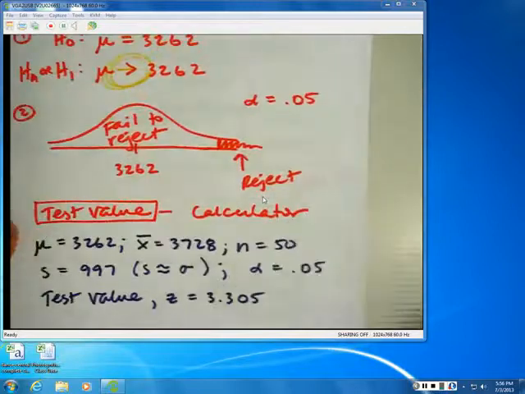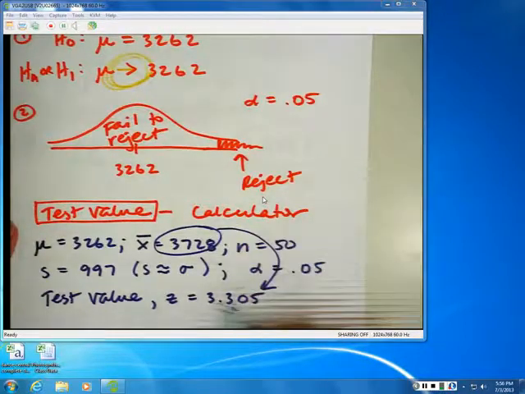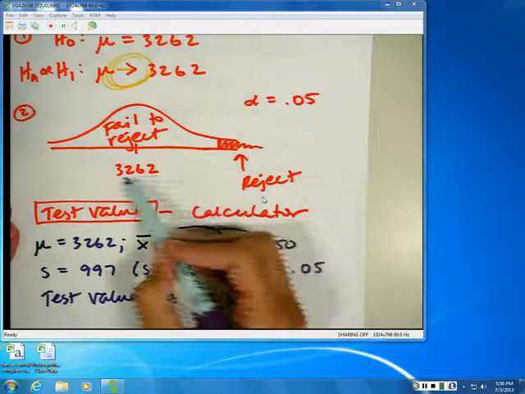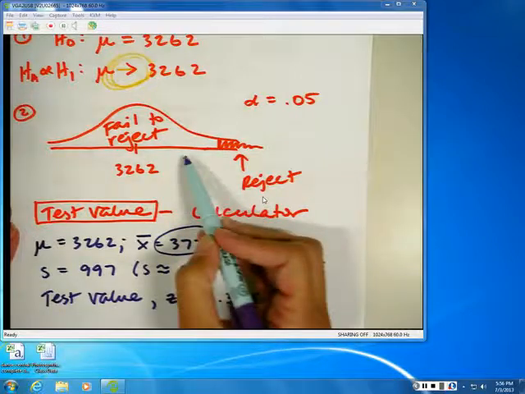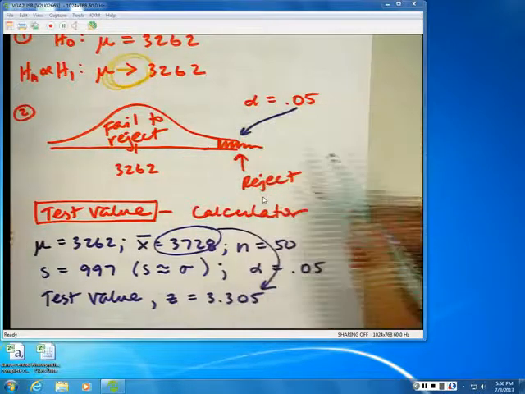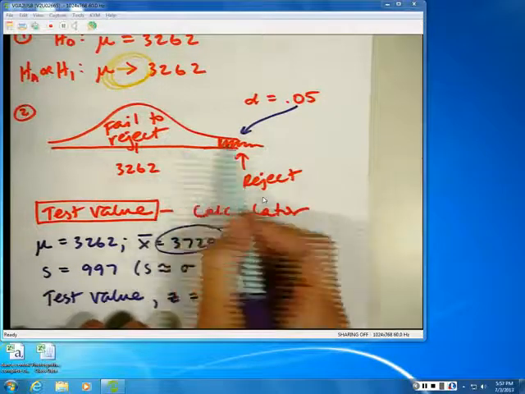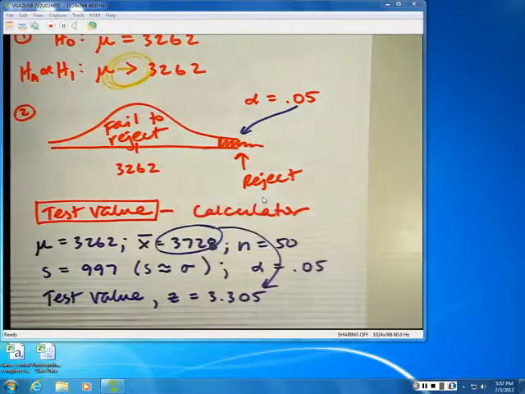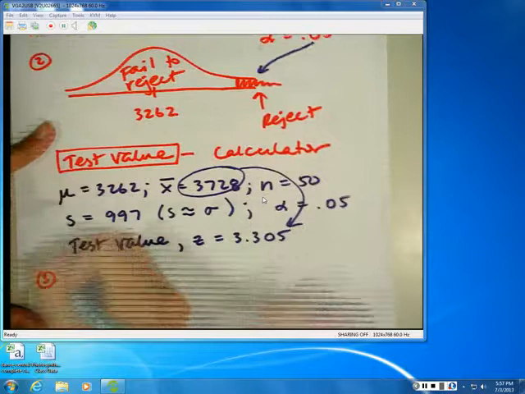That tells me that 3728 is 3.305 standard deviations away from 3262. I still don't know where to put this. I know that the size of this region is 5%, but I don't know where 3 standard deviations lives, if it lives in the rejection region or not. So we've got our test value, which means that we need just one more piece, number 3. We need the critical value.